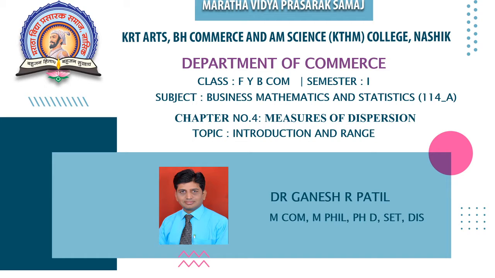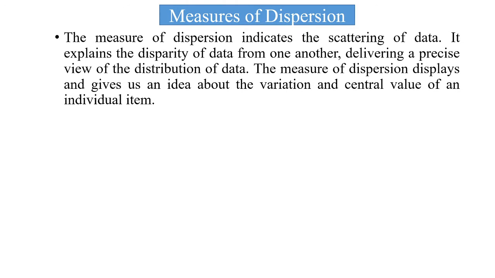In this chapter we learn introduction of dispersion and range. Let us start. Measures of dispersion. The measures of dispersion indicate the scattering of data. It explains the disparity of data from one another, delivering a precise view of the distribution of data. The measures of dispersion give us an idea about the variation and central value of an individual atom.